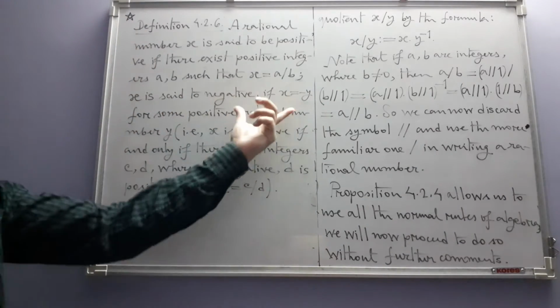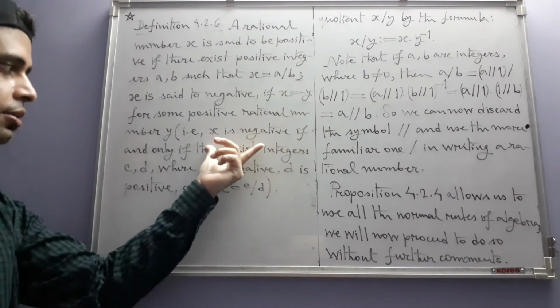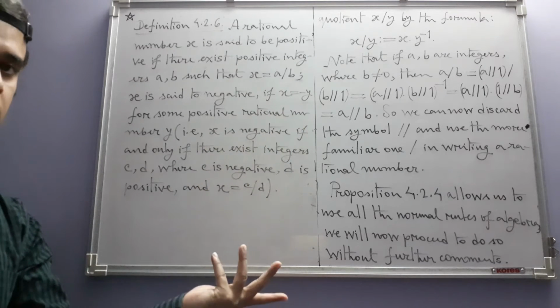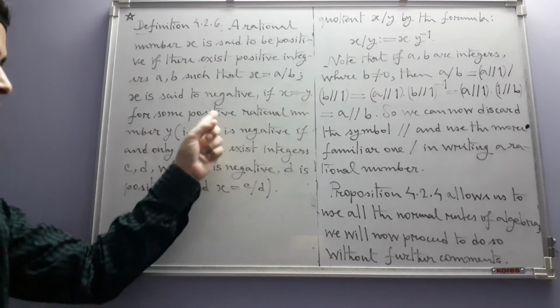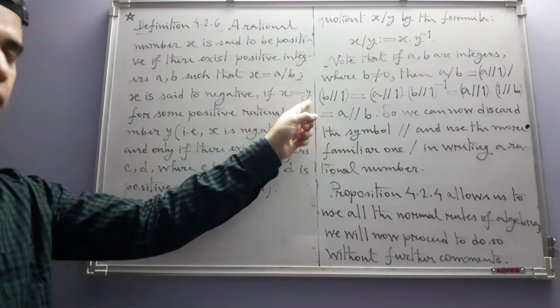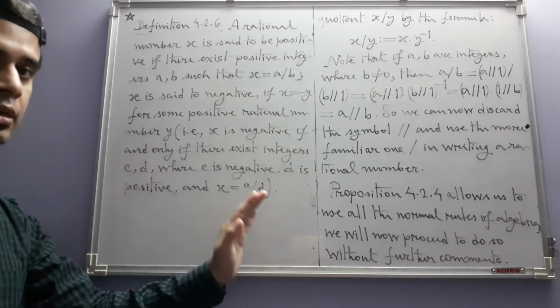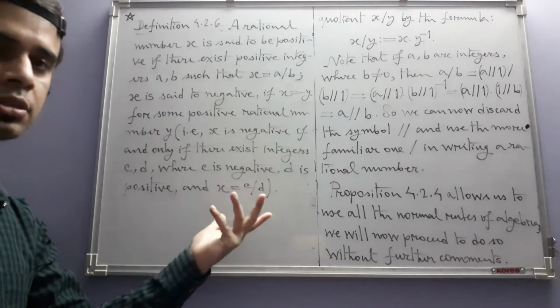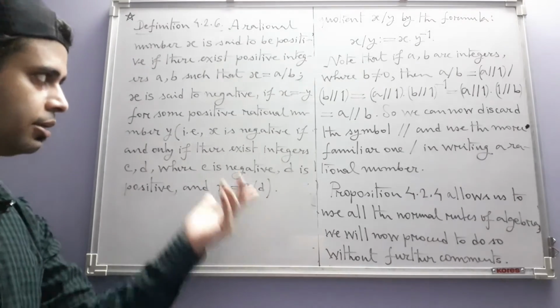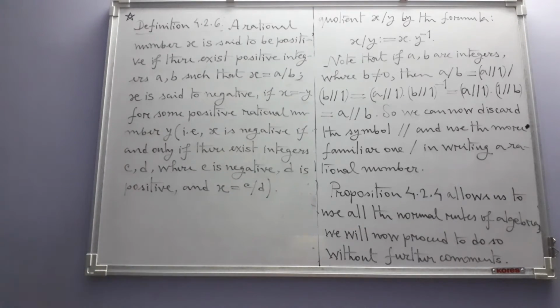From this definition of negativity of a rational number, we can get an equivalent definition which is very easy to see. If x is negative in this sense, then such c and d will exist, and conversely if c and d exist, then x has to be negative. Okay.